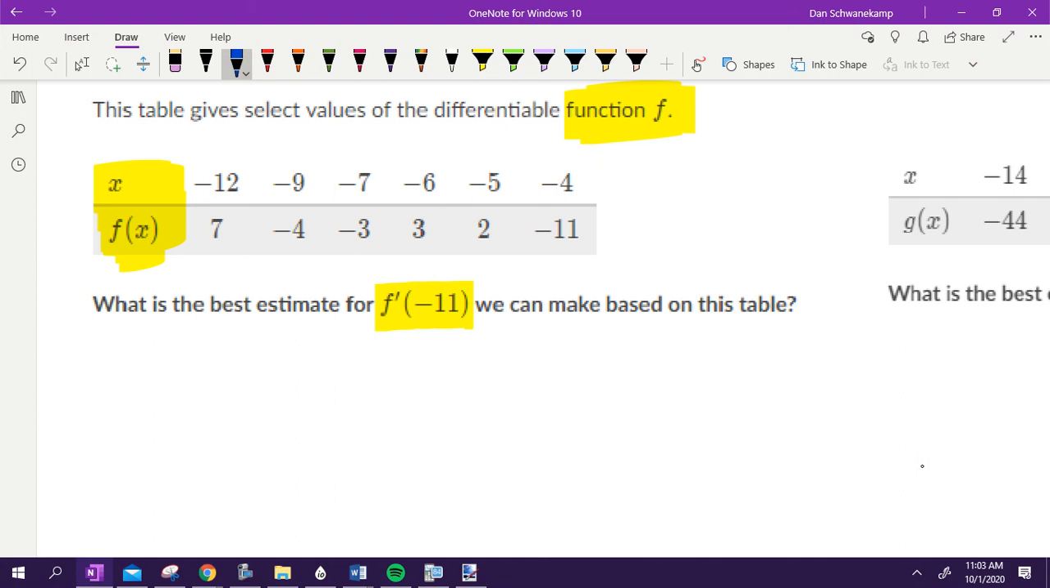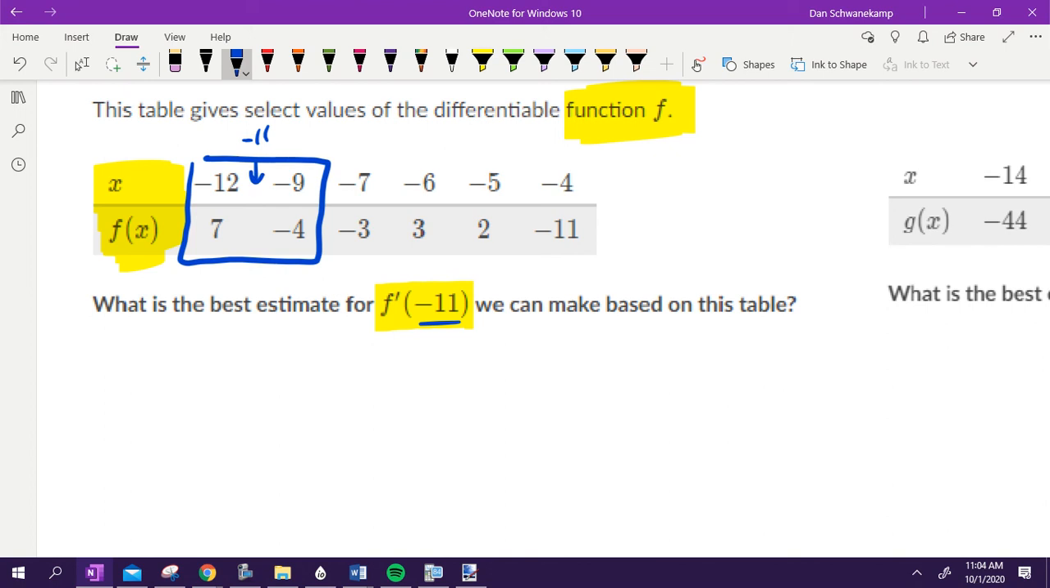This is f. I want to talk about f prime. What am I going to look at from f to talk about f prime? The rate of change, otherwise known as the slope. I want to know the slope at negative 11. Well, they didn't tell me x is negative 11. So what can I use to help me estimate the slope? The 2 numbers that negative 11 would fall in between. Negative 11 would fall right there.